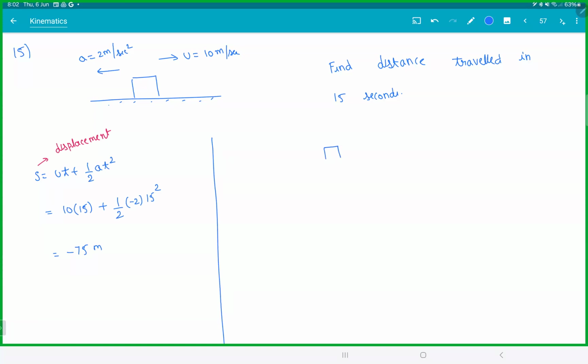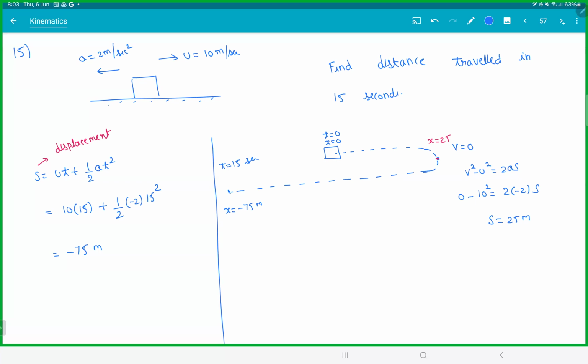Whenever you want to do this, how do we start? Find the point where it comes to rest. So initially t is 0, you're at x is equal to 0. This guy is going front and somewhere here it is stopping, v is 0. So v square minus u square is 2as. 0 minus 10 square is 2 into minus 2 into s. S is 25 meters, meaning this guy is traveling 25 meters forward and then it stops. Then it takes a turn and comes back, and finally you reach minus 75 meters.